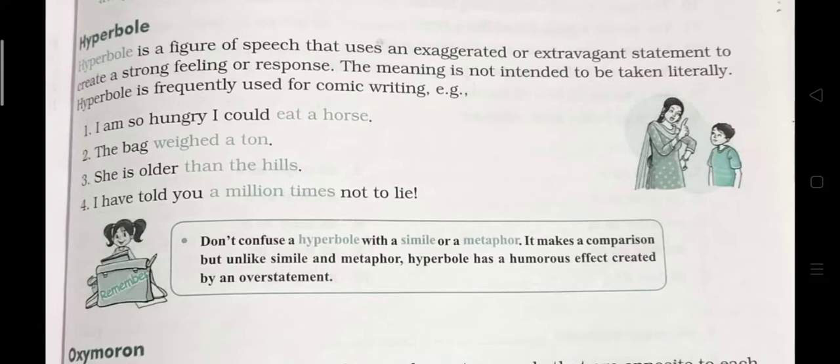See the example. I am so hungry I could eat a horse. मेरे को इतनी भूख लगी है कि मैं एक horse खा जाऊं. Can it be possible? Can someone eat a whole horse? Or first of all, who will eat a horse? So whoever is speaking just wants to convey that he is very, very hungry. So he is using the hyperbole. Hyper means very, to an extent very high. Okay, so hyperbole is used here.